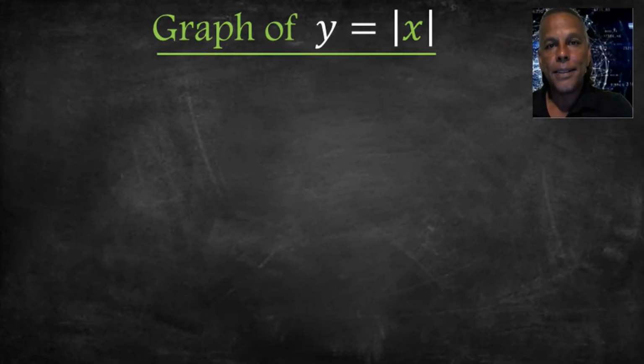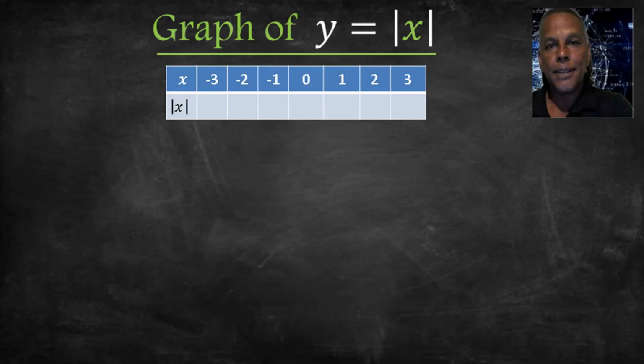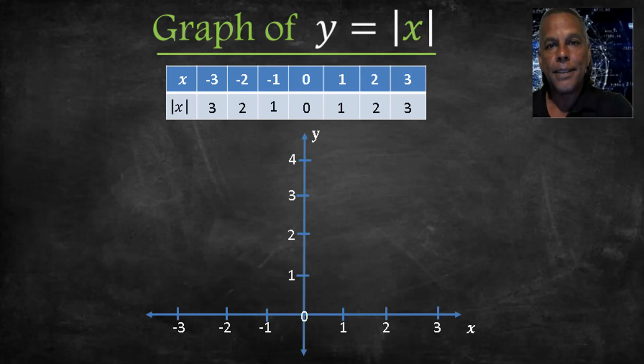Let's look at the graph of y equals the mod of x. We can draw a table and choose a few negative x values, 0, and a few positive x values. We can then find the corresponding y values, in other words the mod of our x values, and plot these on a system of axes.